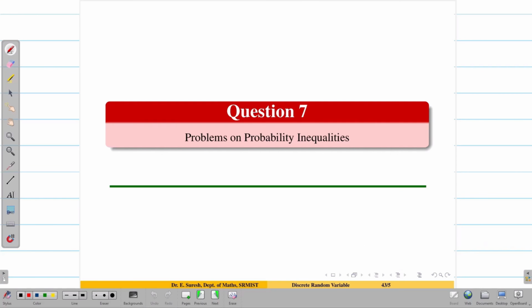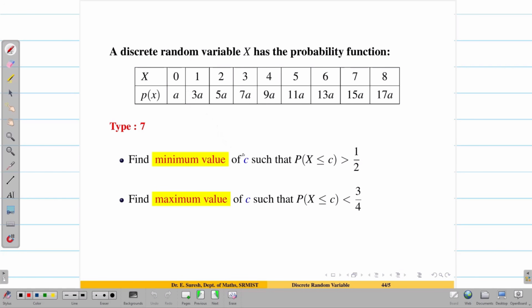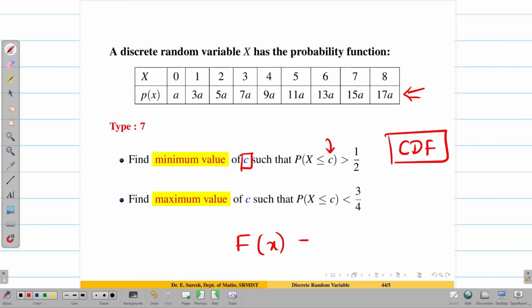And sometimes they will ask you some inequalities: find the maximum value or find the minimum value of some c which is given in the question. Using the table, we have to find it. For this, it is very important to find the CDF, because the CDF formula is capital F of small x, which is nothing but probability of x less than or equal to x. So once you find the CDF, from this we can easily find this.